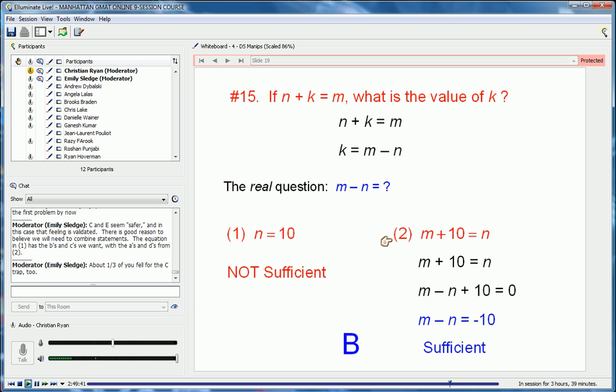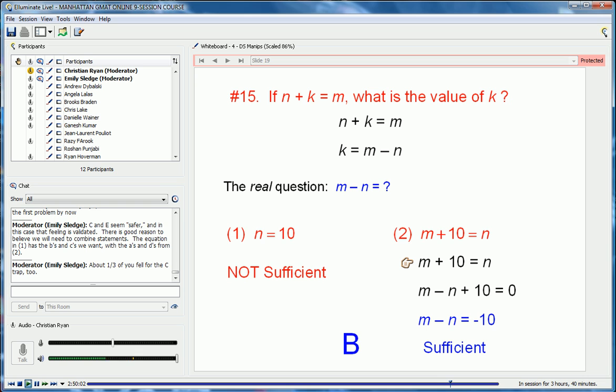That's why we don't want you to test whether or not you can do it with both statements together until you've thoroughly done this work with just one of the statements alone. Do not let the statements bleed over. Even if you deal with statement 1 first, remember to forget about it. We didn't put in 10 over here for n.